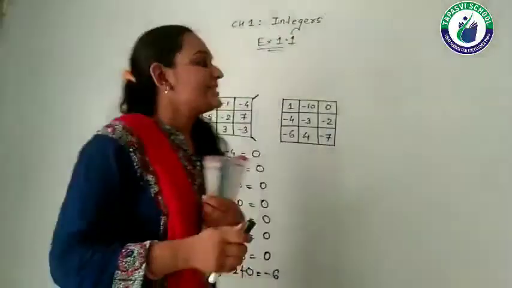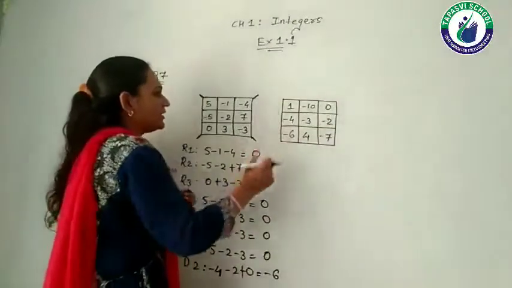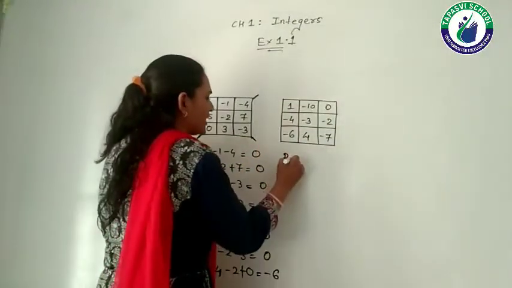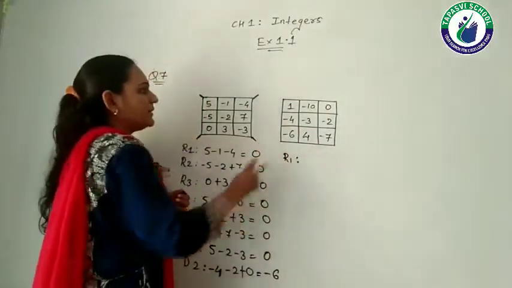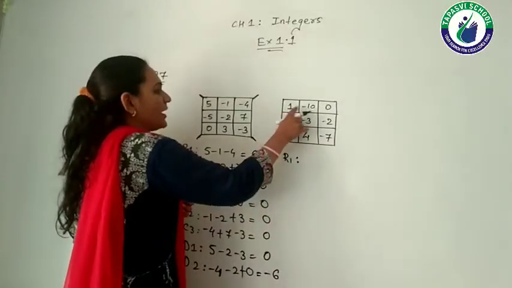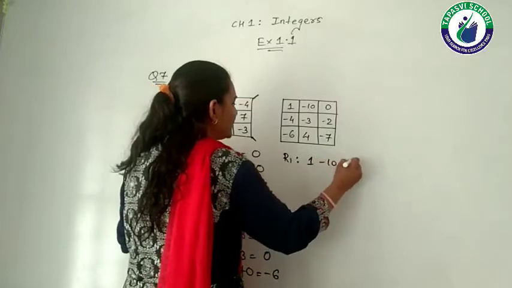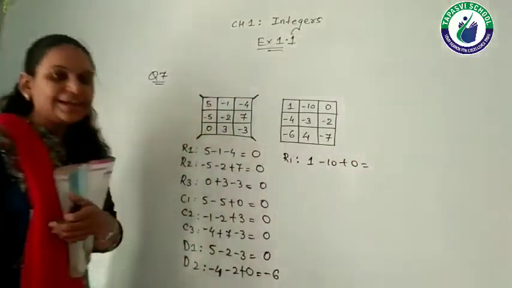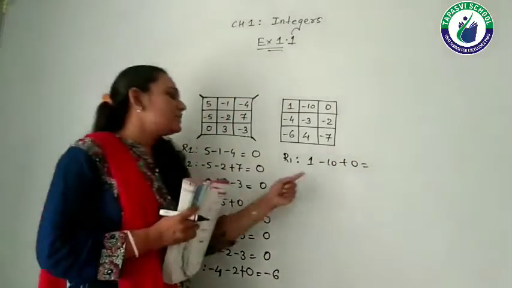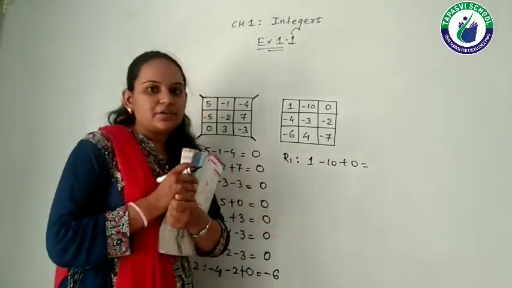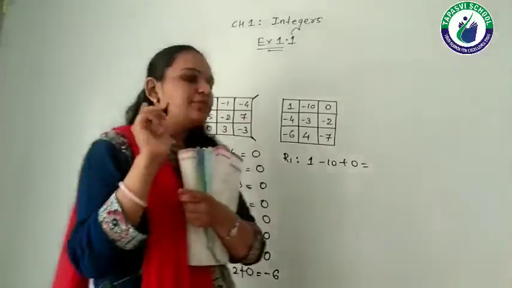Okay students, now let's see the second square. First we will be taking the row 1. So row 1 means 1, minus 10 and 0. Now 1 and 10. Okay, this one is a positive number, 10 is a negative number.